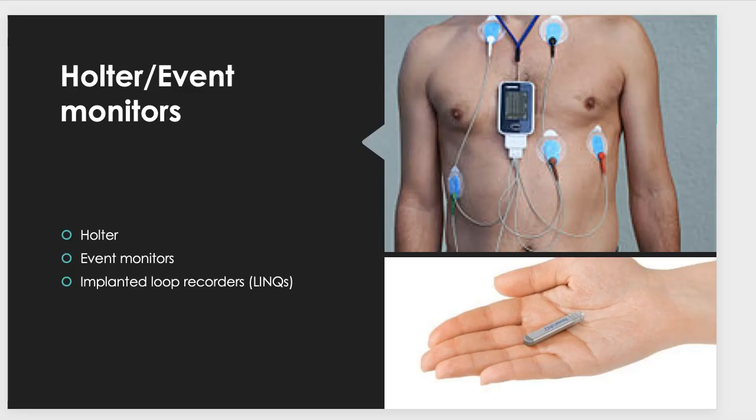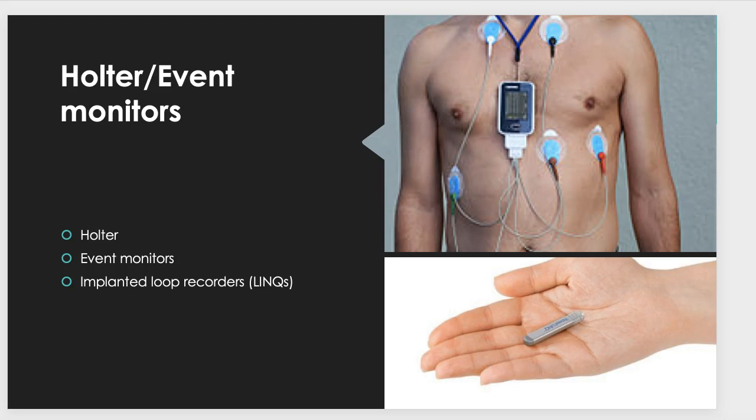Holter and event monitors are used when we're concerned about heart arrhythmias. Holter monitors are usually worn for 24 to 48 hours. Event monitors are worn much longer. These can be worn for up to 30 days.